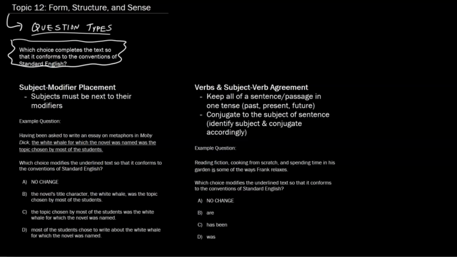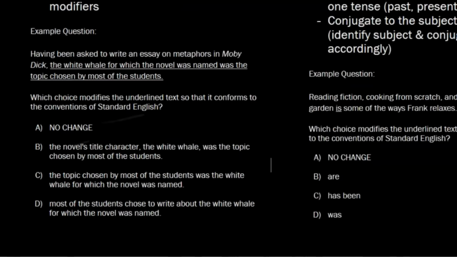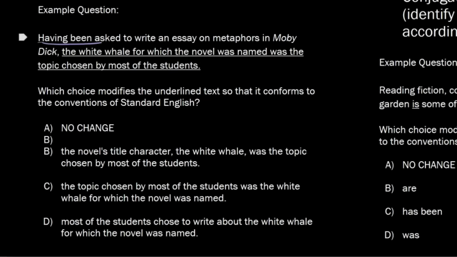So let's start it off with some subject modifier placement. Subjects must be next to their modifier. So if we have a subject of a sentence, having been asked to write an essay on metaphors in Moby Dick, the white whale for which the novel is named was a topic chosen by most of the students. Students here is our subject because who's being asked?